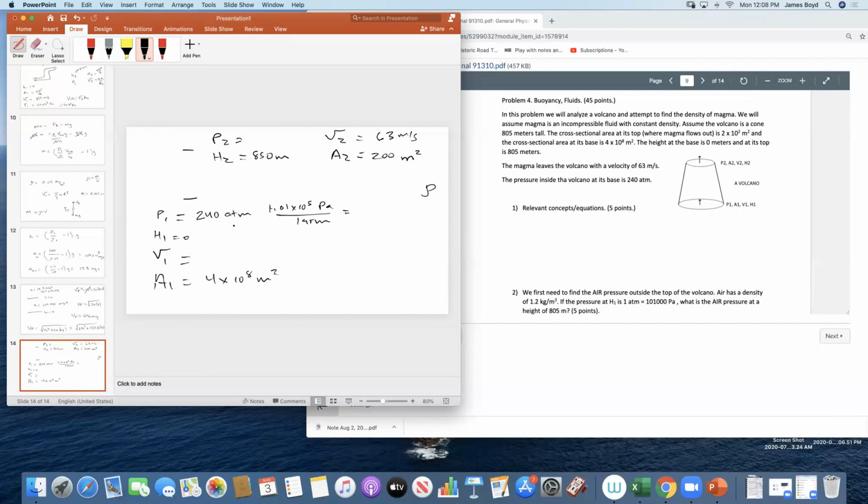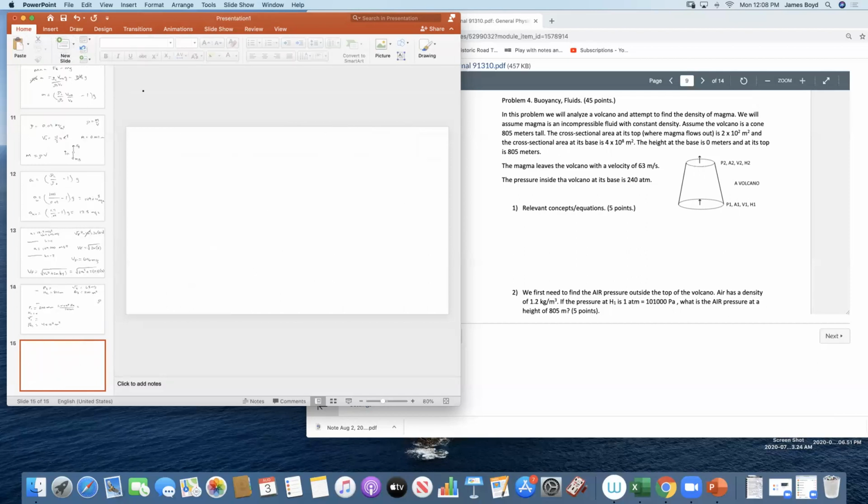Now, what is the air pressure up there? You know, at the surface of the Earth, the air pressure is 1 atmosphere, or 1.01 times 10 to the 5th pascals. But we're not at the surface of the Earth. We're 850 meters up, which is significant. So again, P2 is P1 minus rho G times H2 minus H1. Now H2 is 850 meters, and P1 we said was the surface of the Earth.